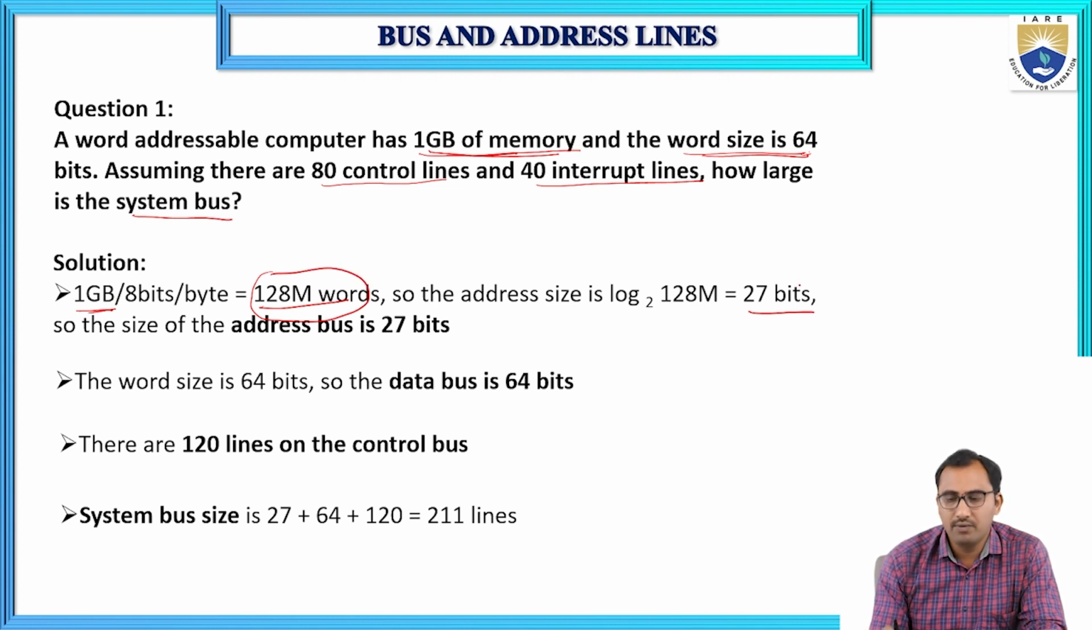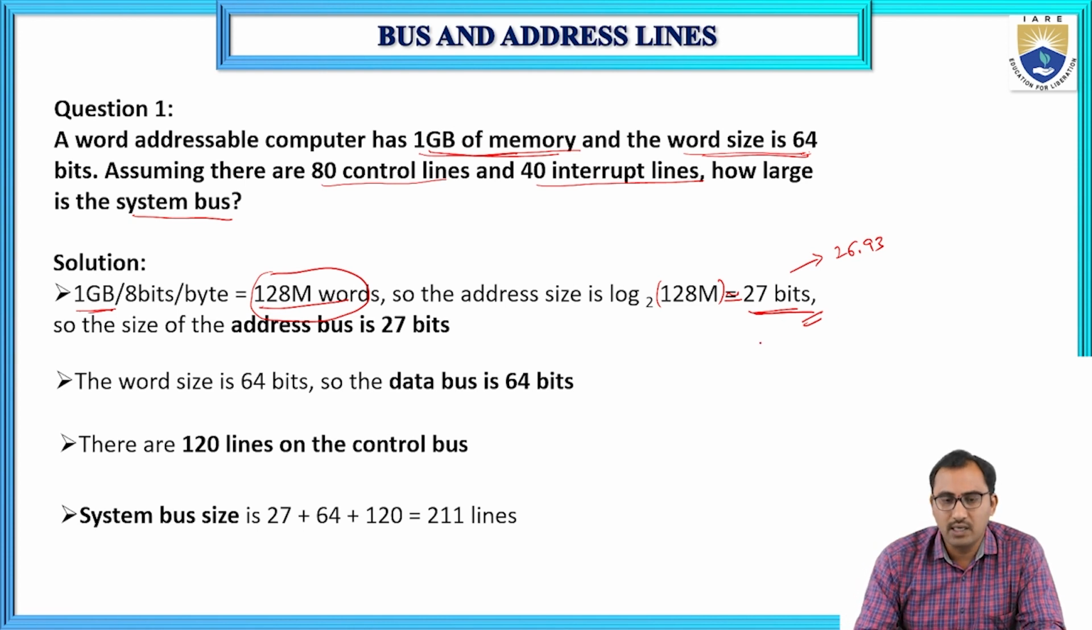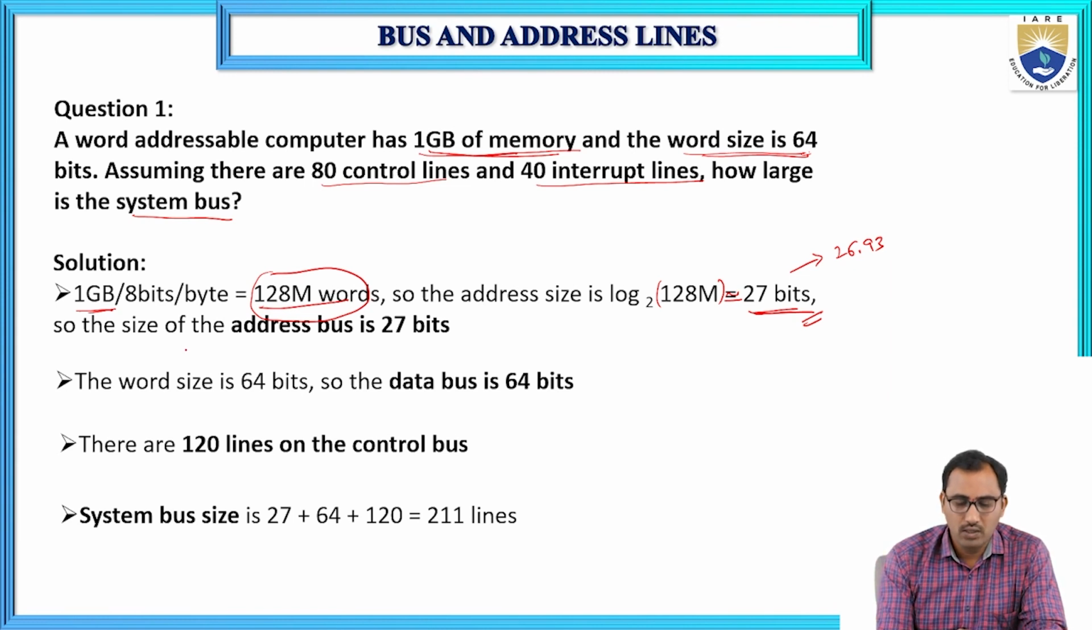So the number of required bits to access that memory is log 2 of 128 mega. It gives around 26.93. The nearest integer value, we are always taking a rounded value. So that's why it is 27 bits. By using 27 address lines, we can address 128 mega words. So the address bus size is 27 bits.